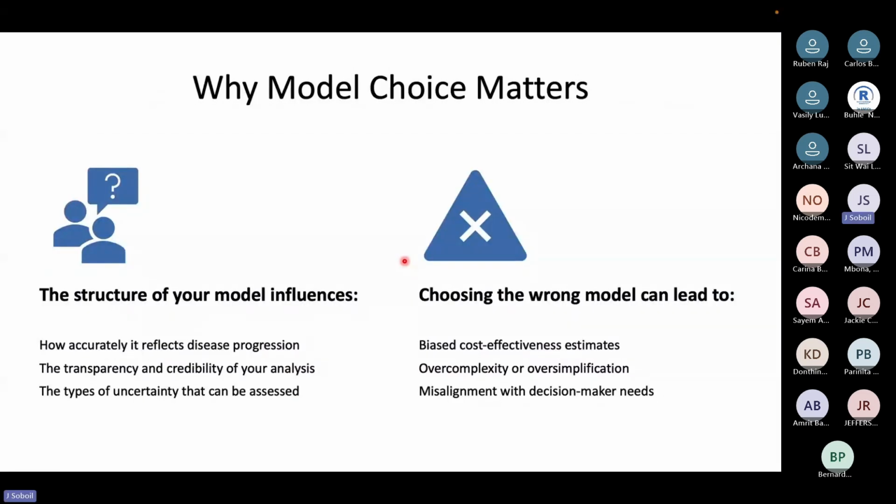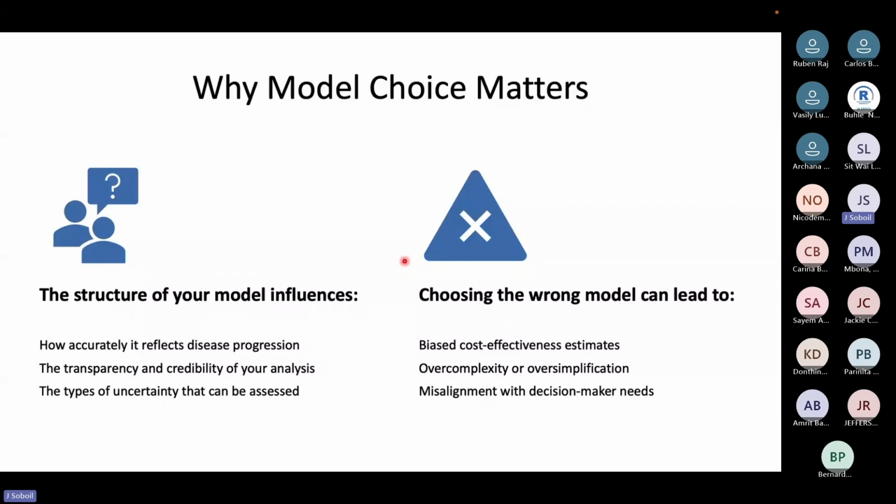So, why model choice matters? Well, the structure of your model has a strong influence on how accurately it reflects disease progression. It's also about the transparency of the model and therefore the credibility of your analysis. So this is a very important point when engaging with stakeholders or decision makers. Often being able to communicate how your model works actually plays a very large role and is often more important than going for the most complex type of model. And then the model really also helps how types of uncertainty can be assessed or mitigated.